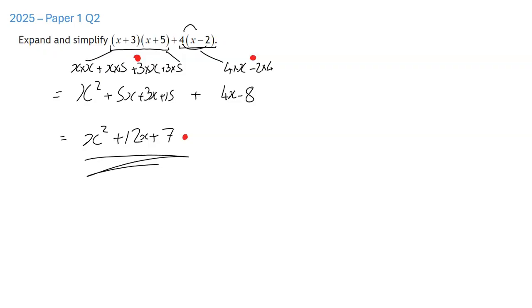So it's a 3 marker that you would get there. Fairly straightforward one as long as you remember to split it up. That's what you need to say to yourself: how do I approach it?